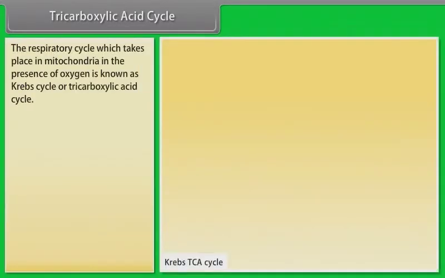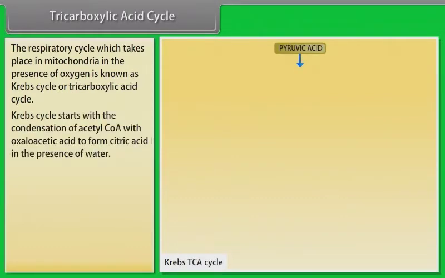Tricarboxylic acid cycle. The respiratory cycle, which takes place in mitochondria in the presence of oxygen, is known as Krebs cycle or tricarboxylic acid cycle. Krebs cycle starts with the condensation of acetyl-CoA with oxaloacetic acid to form citric acid in the presence of water.